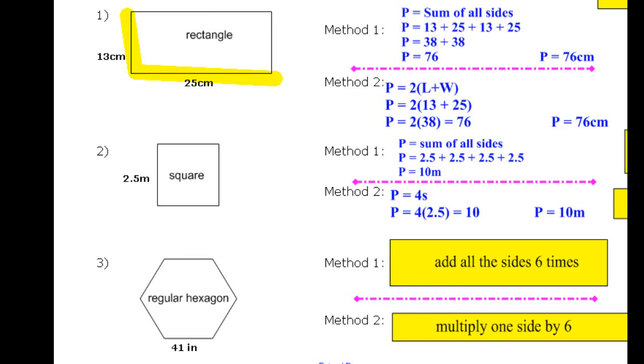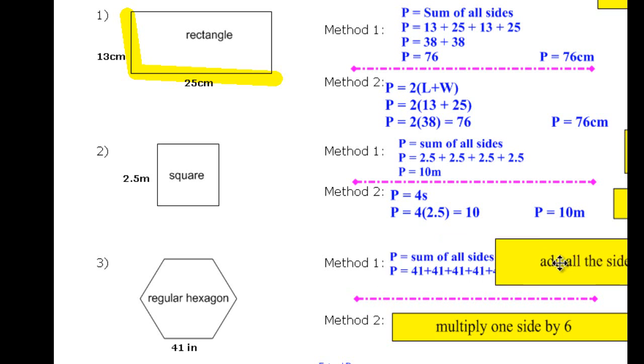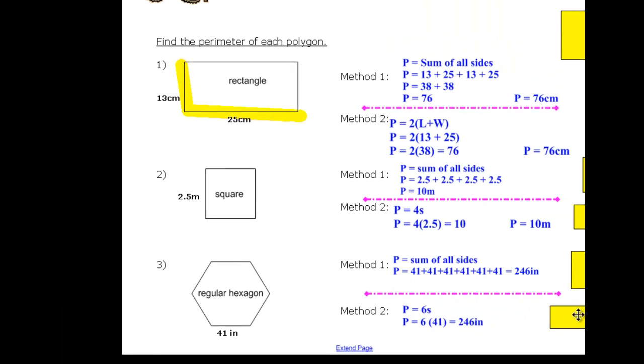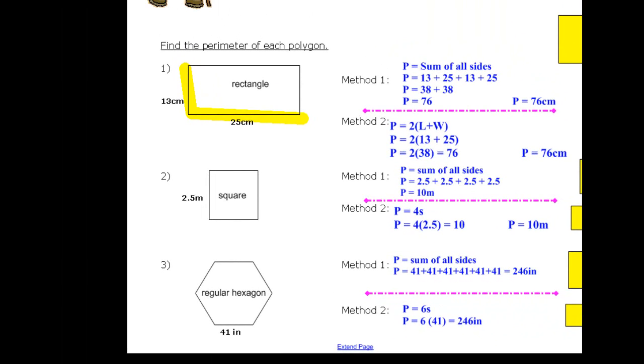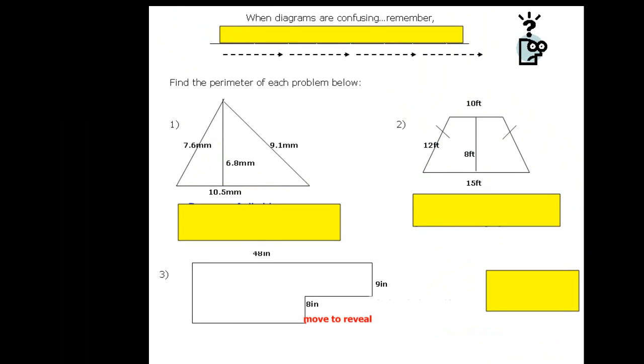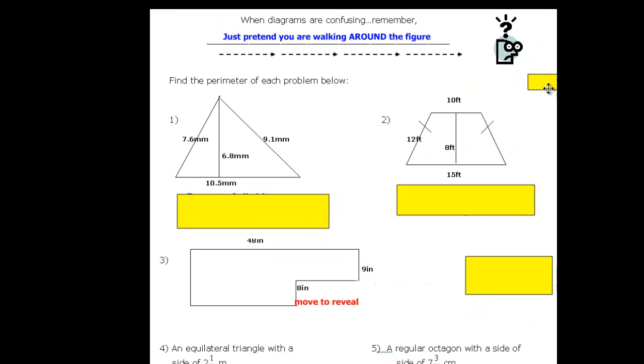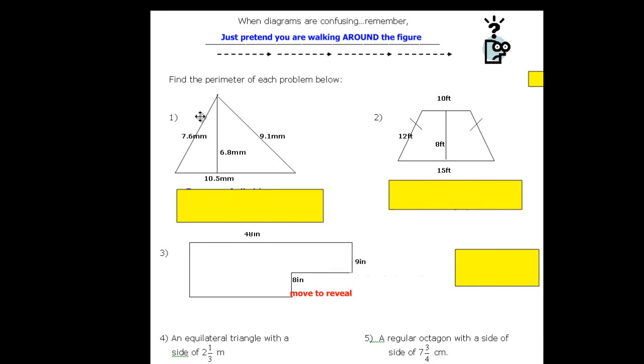Number 3 you should be able to do on your own. That would be the sum of all sides, or 41 six times. Very tedious, I would not want to do that. I would just take one side and multiply it by 6. Good? All right, whenever the diagram is confusing, remember to pretend you're walking all the way around the figure. So find the perimeter in each problem below.